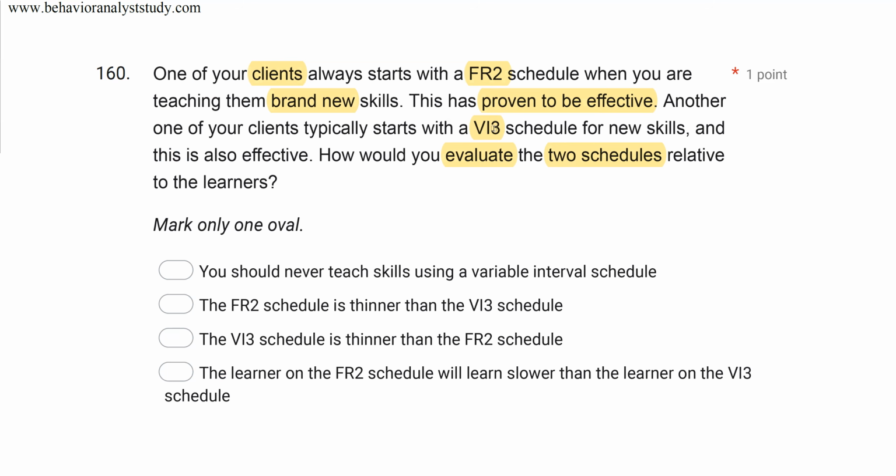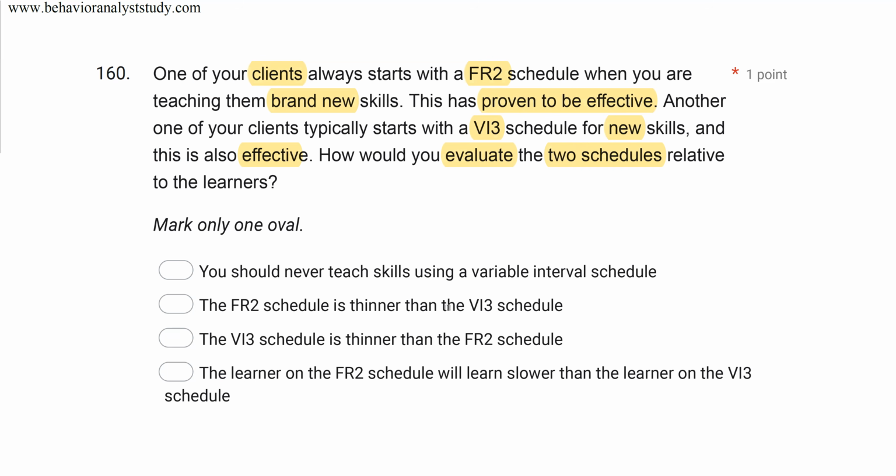Now, the variable is important, right? Because that's indicating it's on average. It could be after 2 minutes. It could be after 6 minutes. It could be after 3 minutes. It's on average. You're also using this schedule for new skills, and it's also effective. So how are we going to evaluate these two schedules? They're both effective, but they're very different. We're using them to teach new skills.